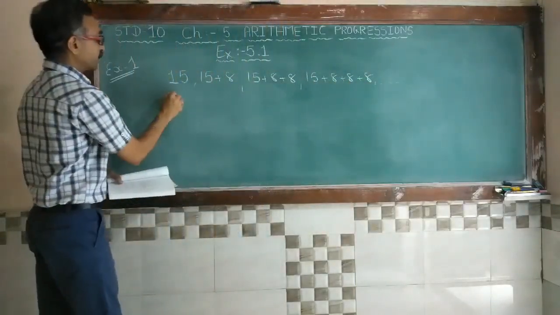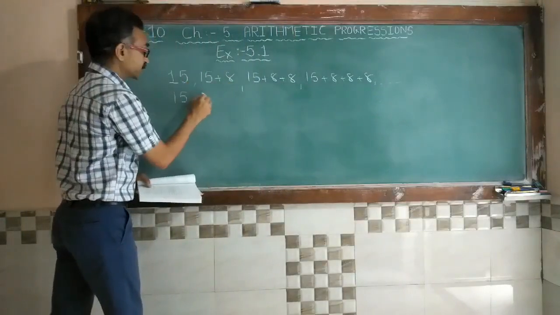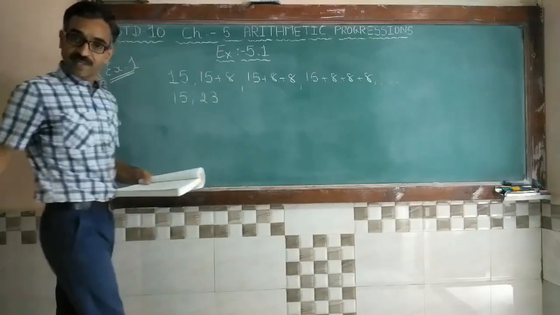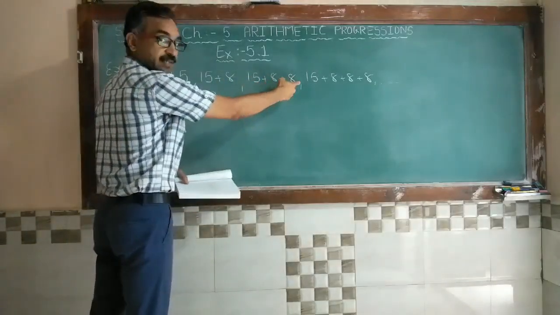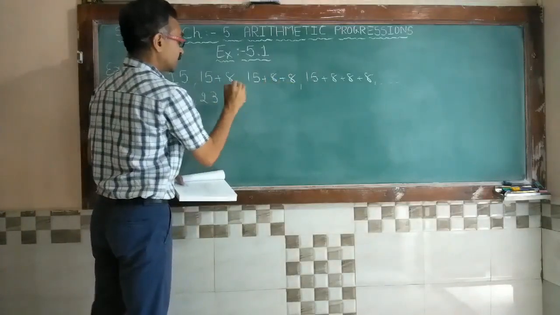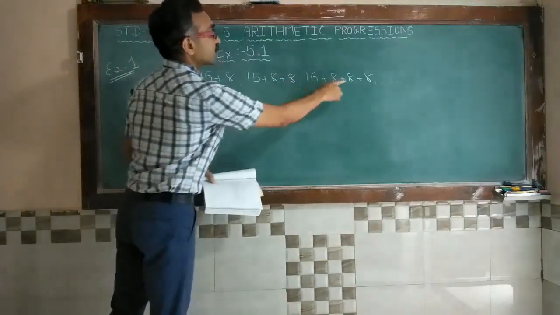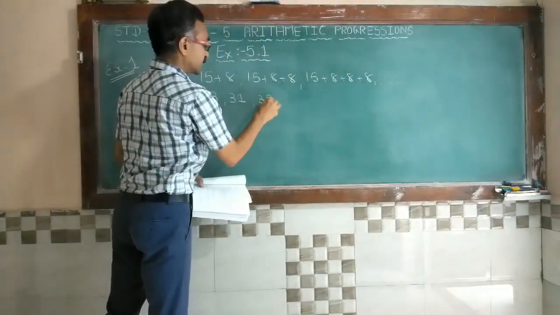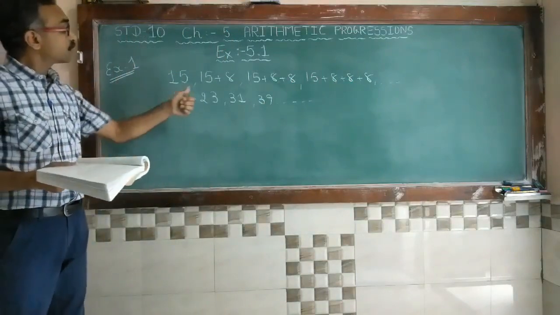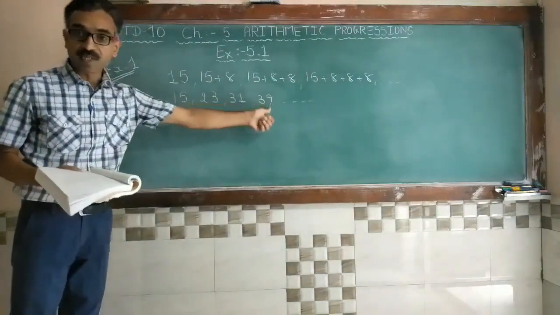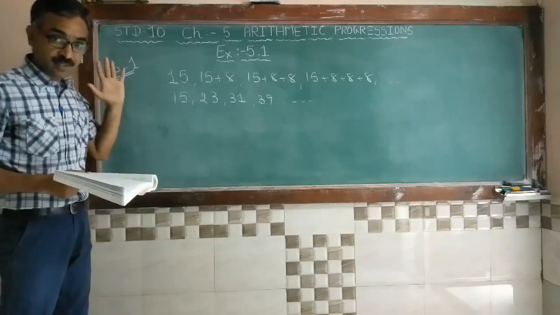So your arithmetic progression or AP is 15, plus 8 is 23, 23 plus 8 is 31, 31 plus 8 is 39. So this is your AP: 15, 23, 31, 39. Okay. Now see here, is it an arithmetic progression?